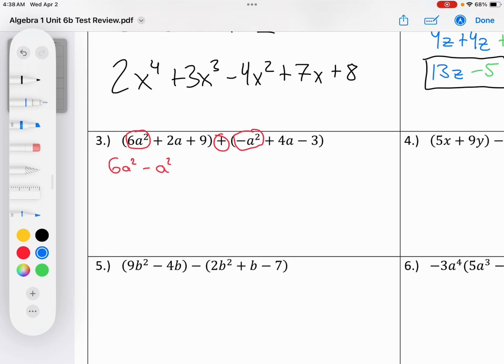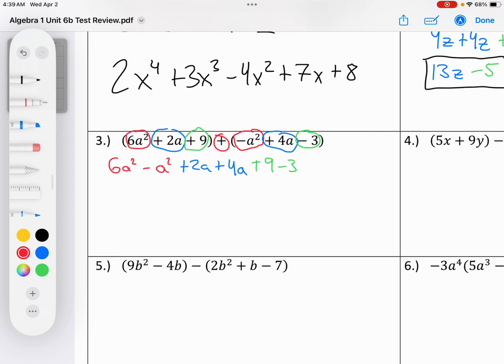Then the next thing that I see is this plus 2a. So I look to see if I have anything that would be a like term with that, and it looks like I have a plus 4a. So those would go together. And next I see a plus 9. My other term here, this minus 3, those would both be like terms because they both don't have the variable at all. And so the plus 9 and minus 3 would go together as like terms.